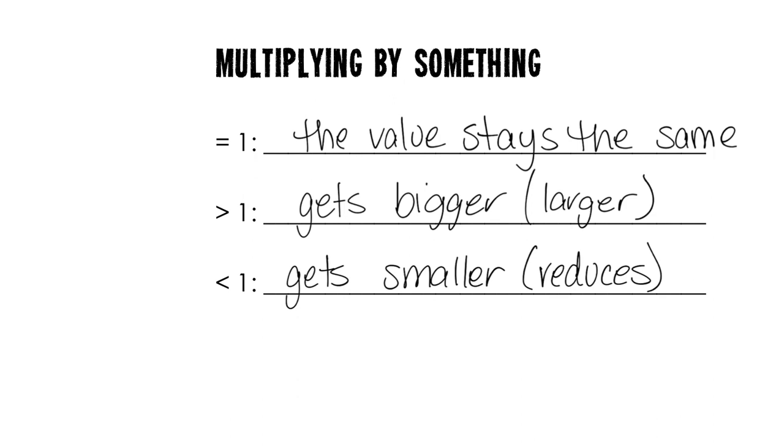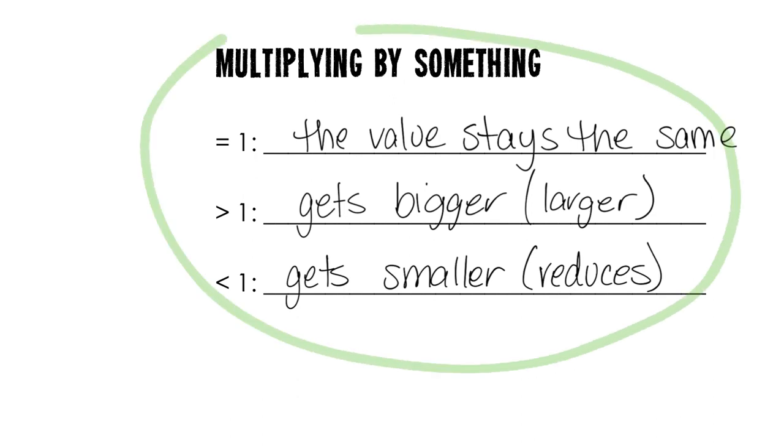So this is our main focus today, to focus on these ideas here, where if you're multiplying by something equal to 1, the value stays the same. If it's greater than 1, it gets bigger or larger. And if it's less than 1, we're looking at being smaller or it's a reduction.